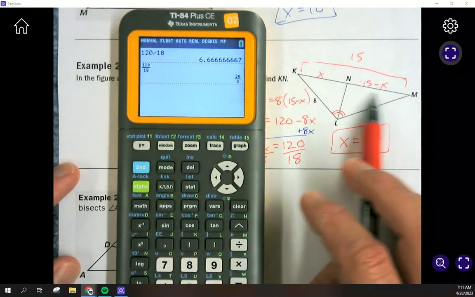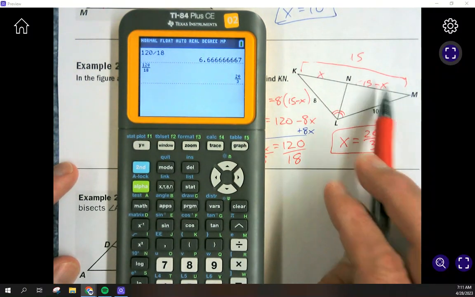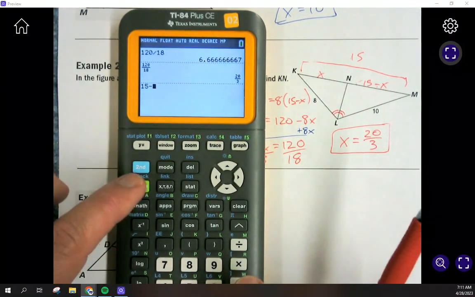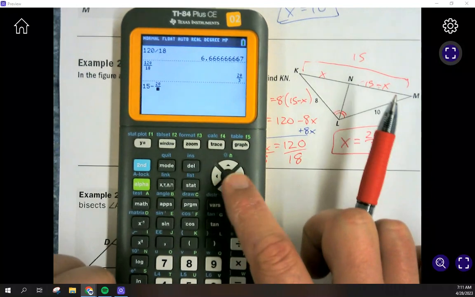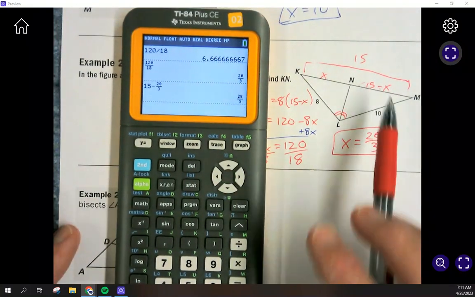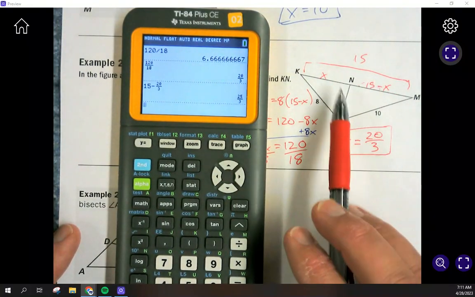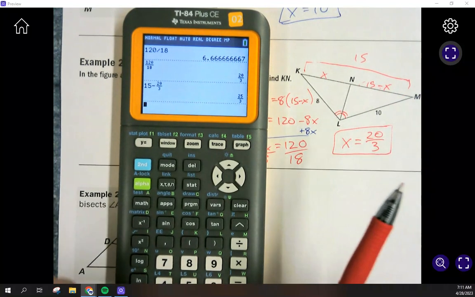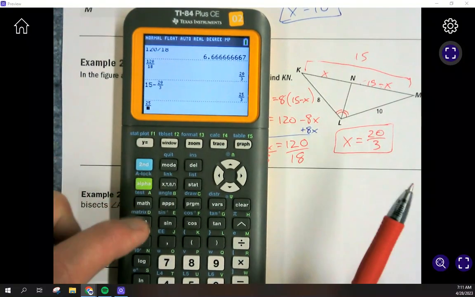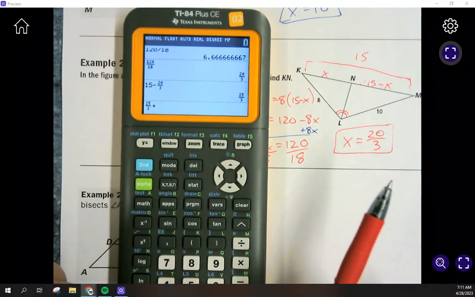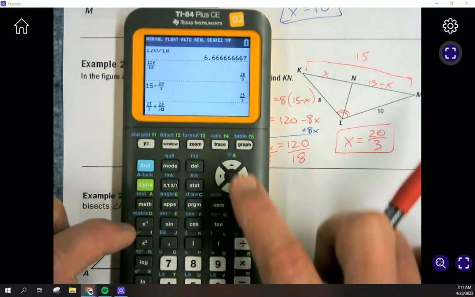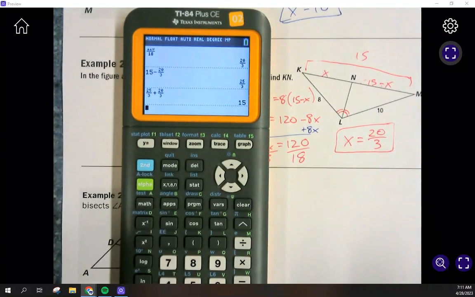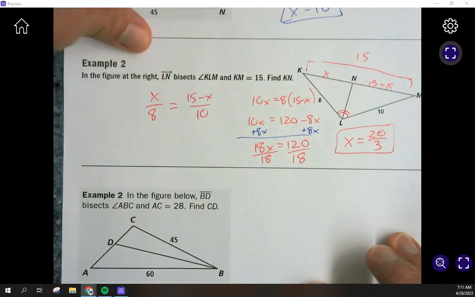And then if they wanted you to find this one, you would actually do 15 minus 20 over 3 to find that. They don't ask you to do that, but just in case, there could be a future question. Then this would be 25 over 3 over here. So you'd have 20 over 3 and 25 over 3. And if you added those together, of course, 25 over 3 plus 20 over 3, what should we get? Well, we should get 15 if we've done our math correct. And there you go.